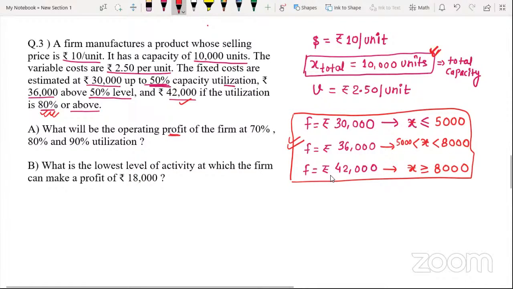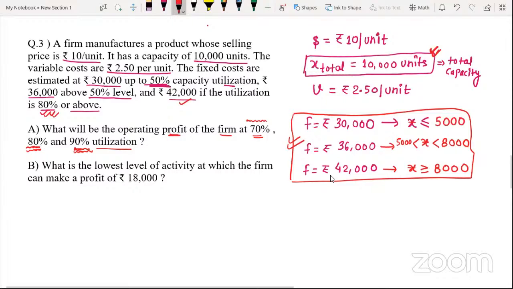What will be the operating profit of the firm at 70%, 80%, and 90% utilization? Okay, so they are saying that if they are going to produce 70% of the total capacity, what is going to be the profit? If they produce 80% of the total capacity, what is the profit? In the third part, if they utilize 90% of the total capacity, then what is the profit? Okay, so we will take it one by one.